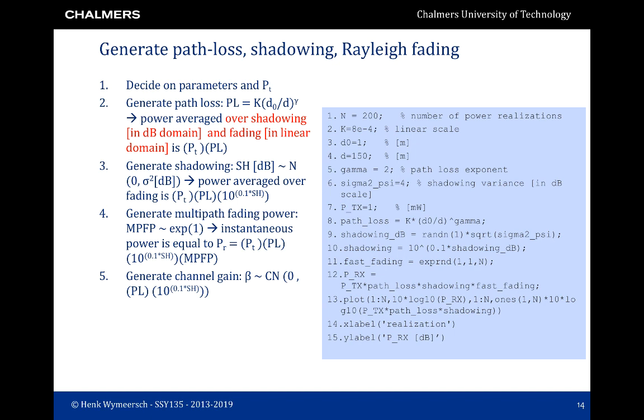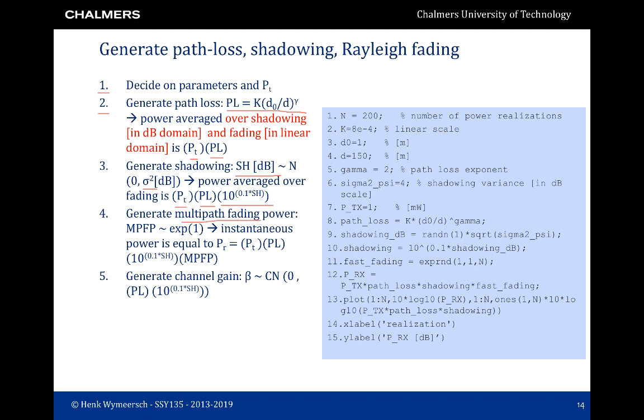To generate Rayleigh fading, let's look at the following example. We first decide on a transmit power and system parameters. Then we generate path loss, given by the standard path loss equation. Then Pt times the path loss should be interpreted as the power due to path loss only, so averaged over the shadowing in the dB domain and over the fading in the linear domain. Then we generate a realization of the shadowing in the dB domain as a Gaussian random variable with a certain shadowing variance. So then the power Pt times Pl times the shadowing in the linear domain should be interpreted as the power averaged over the multipath fading.